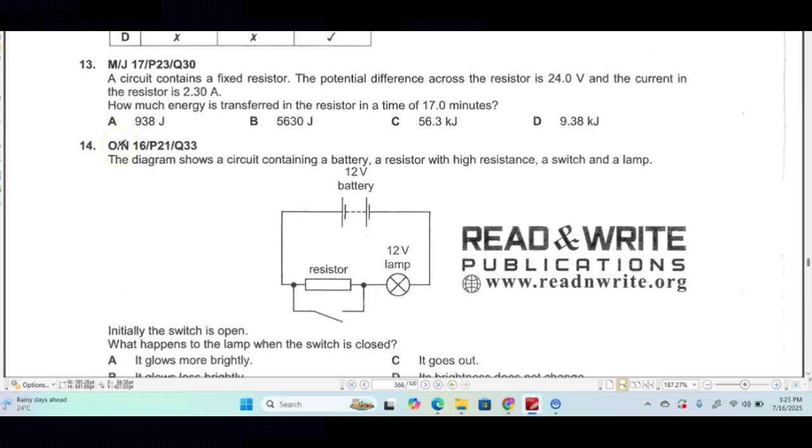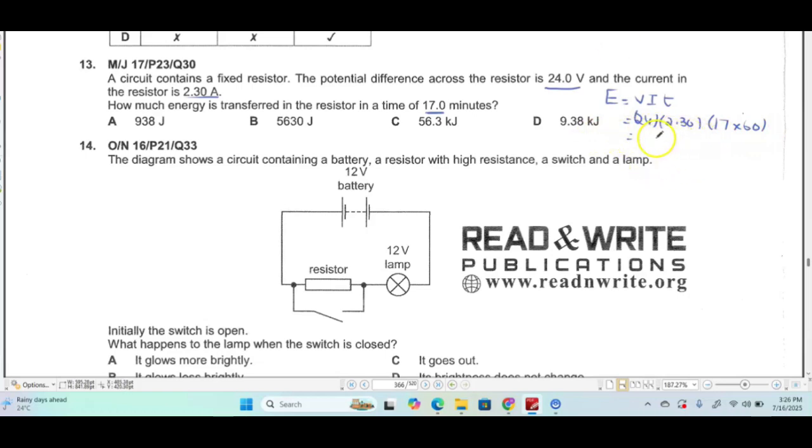Question number 30. A circuit contains a fixed resistor. The potential difference across the resistor is 24 volts and the current in the resistor is 2.30 amperes. How much energy is transferred in the resistor in a time of 17 minutes? So we need the energy. So we are going to use the formula VIT. ठीक है? So 24 volts, current is 2.30 amperes and time is 17 minutes. So it is going to have to be converted into seconds. So 17 into 60.